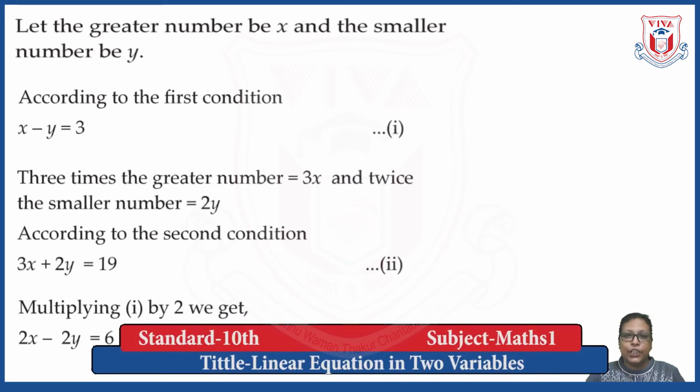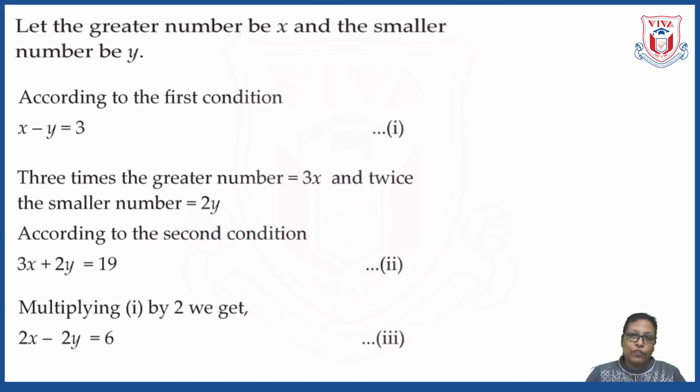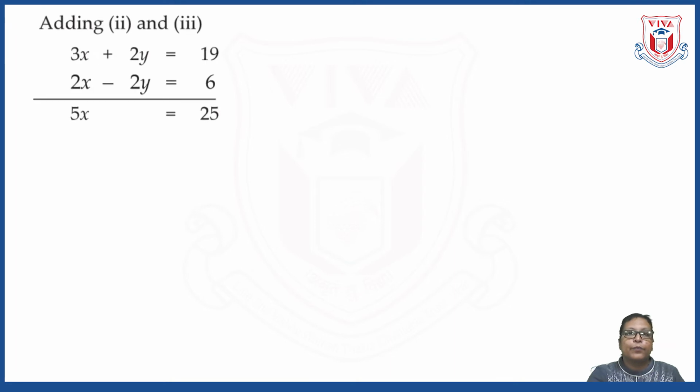Number this as 3. Now observe equation 2 and equation 3. In equation 2 we have plus 2y and in equation 3 we have minus 2y. So if we add these two equations, y will get cancelled or eliminated and we will get the value of x. Okay, so let us add them. Adding equations 2 and 3. So simply write them one below another. As you can see, 3x plus 2y is equal to 19, plus 2x minus 2y is equal to 6.